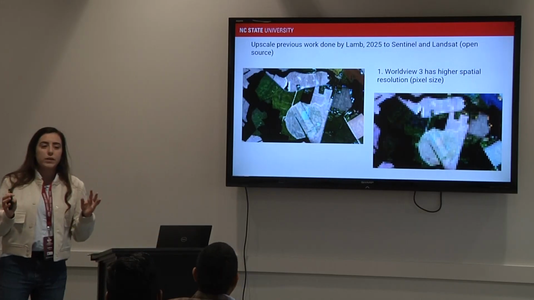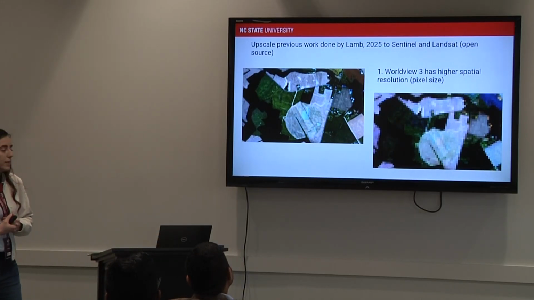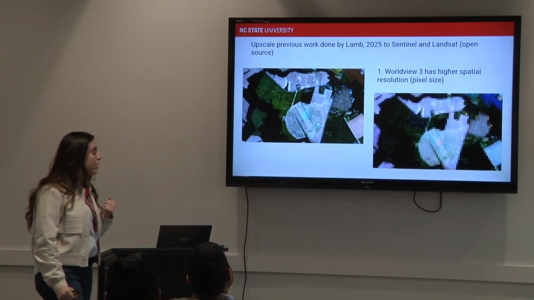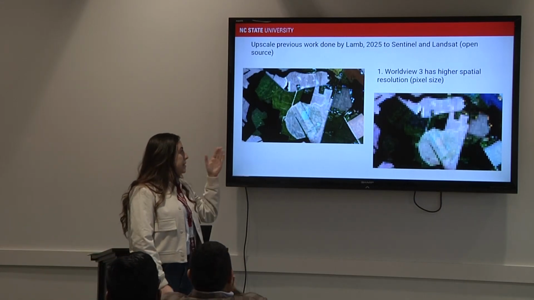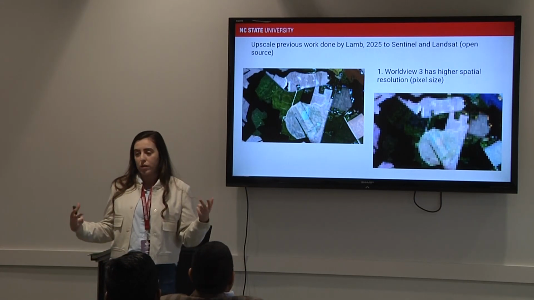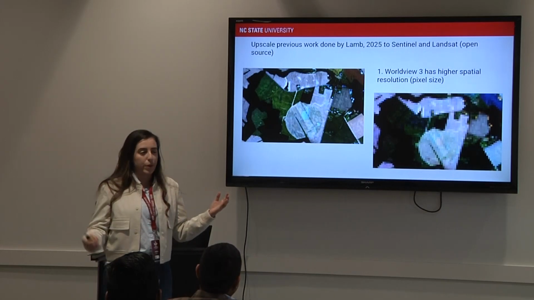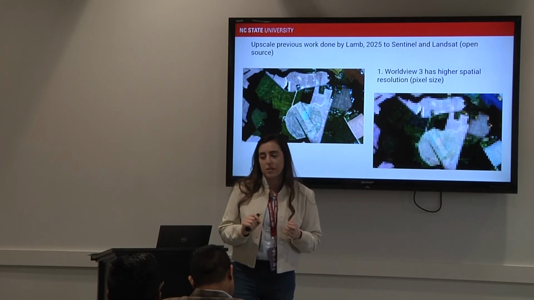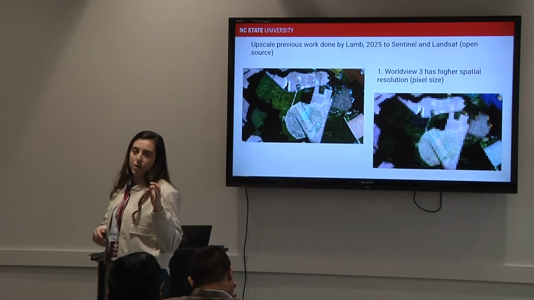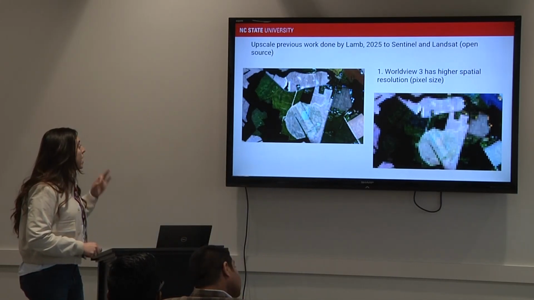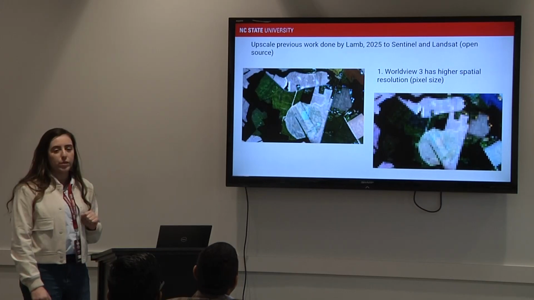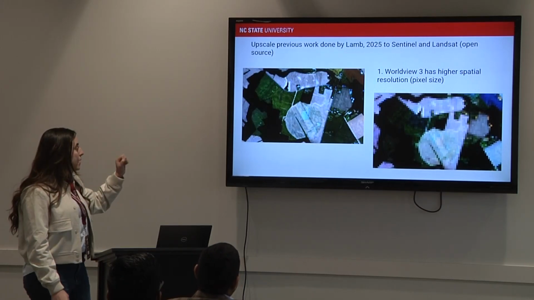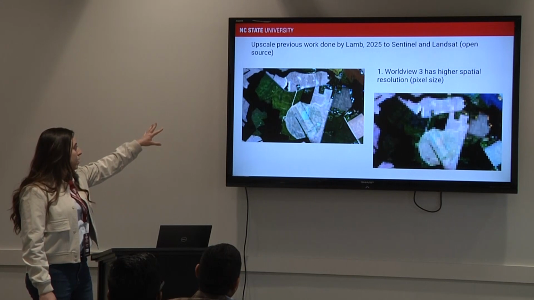This work is actually upscaling the work done by Lamb in 2025 to Landsat and Sentinel, which is open source satellite imagery, right? So he used WorldView 3 images, which is a very particular type of satellite imagery that has a higher spatial resolution. What that means, the pixel size is different, right?